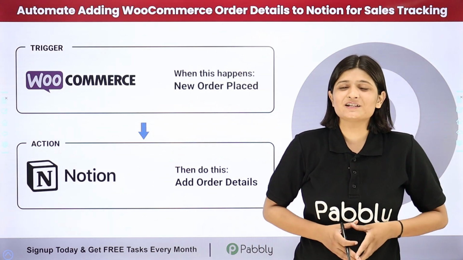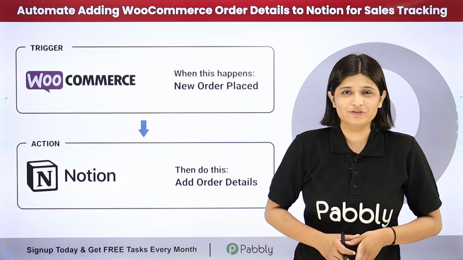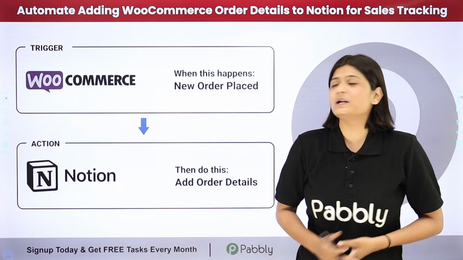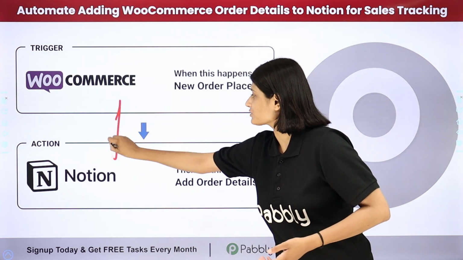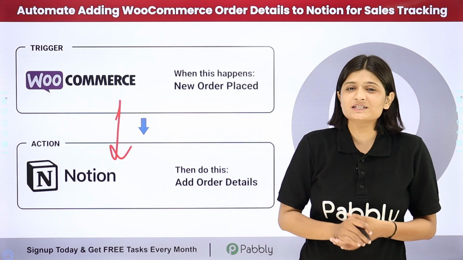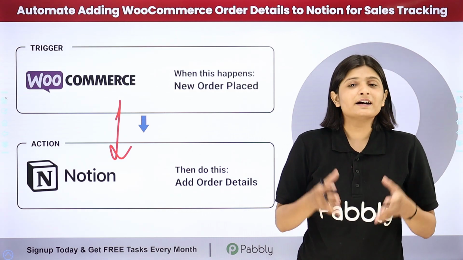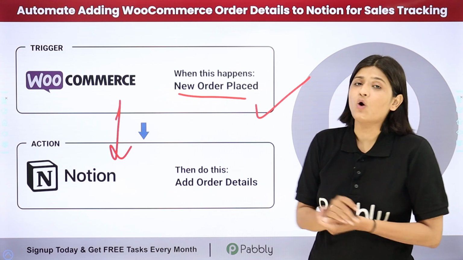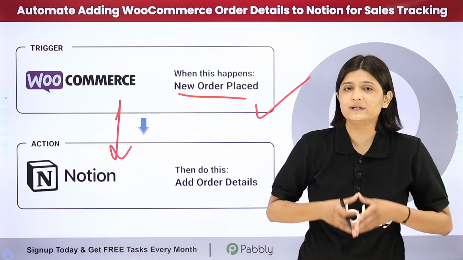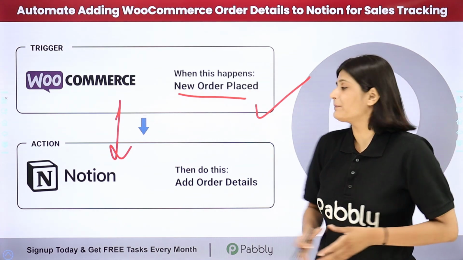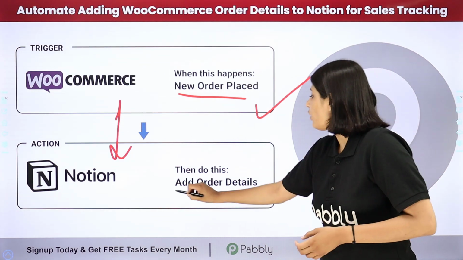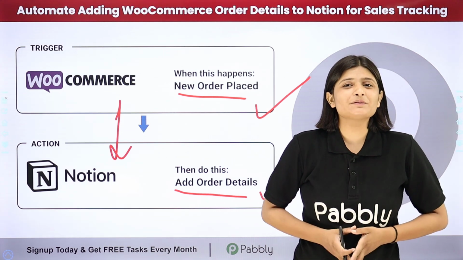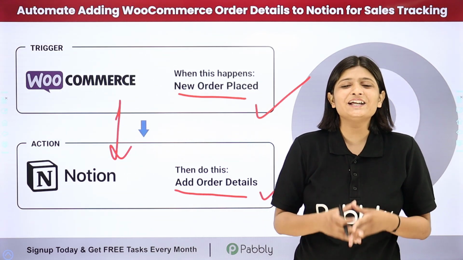So Pabbly Connect is an amazing automation and integration software which requires no coding or programming skills. Here I just need to build connection between WooCommerce and Notion. Pabbly Connect runs on two principles, which is trigger and action. Here as my trigger application, I will take WooCommerce from where I will receive new orders, and this complete workflow here will get triggered. And in my action application, I will take Notion where all the order details will be added automatically.